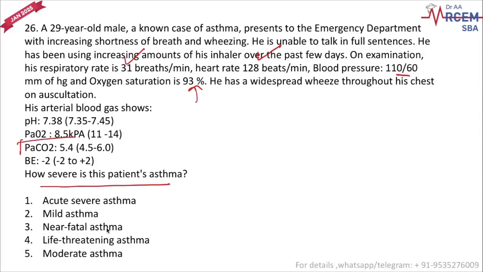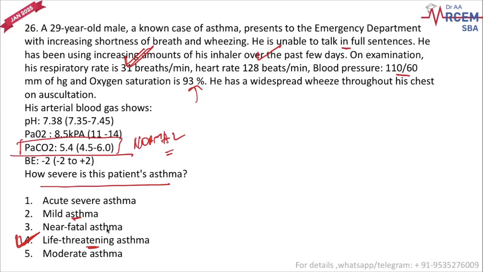In ABG, I always try to look at the PaCO2 value, which is in the normal range. If it is in the normal range in spite of tachypnea, I am thinking of life-threatening asthma. So this is life-threatening asthma. In mild asthma, what would you have? He'll be able to complete this in a single sentence. So this is not at all mild.